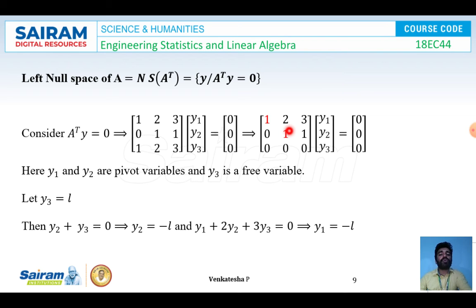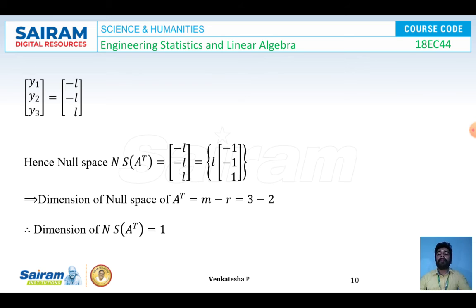I got the equations y2 plus y3 is equal to 0 from the second row, and y1 plus 2y2 plus 3y3 is equal to 0 from the first row. Since y3 is equal to L, replacing here, I got the value of y2 is equal to minus L. And in the first equation, replacing y2 and y3, I got y1 is equal to minus L. So the column matrix y, y1, y2, y3, is equal to minus L, minus L, L. Hence the null space of A transpose is given by this, and by taking L as a common factor, I got L into minus 1, minus 1, 1.